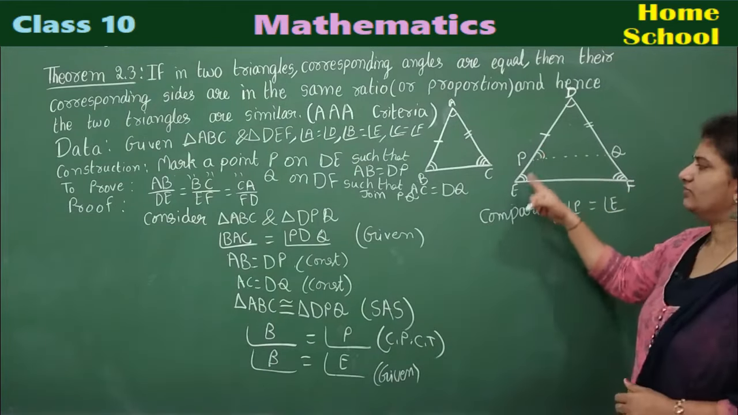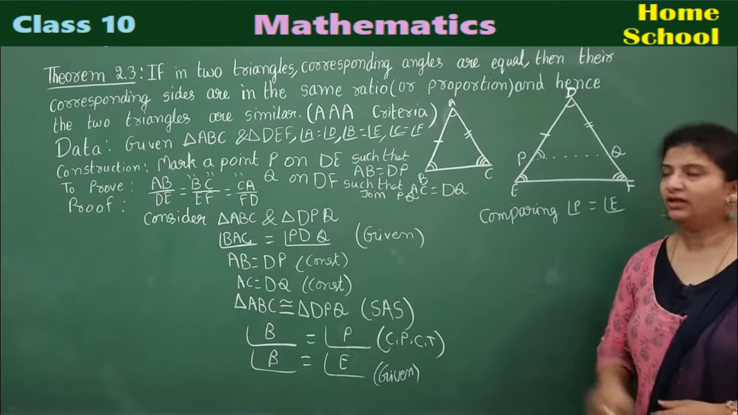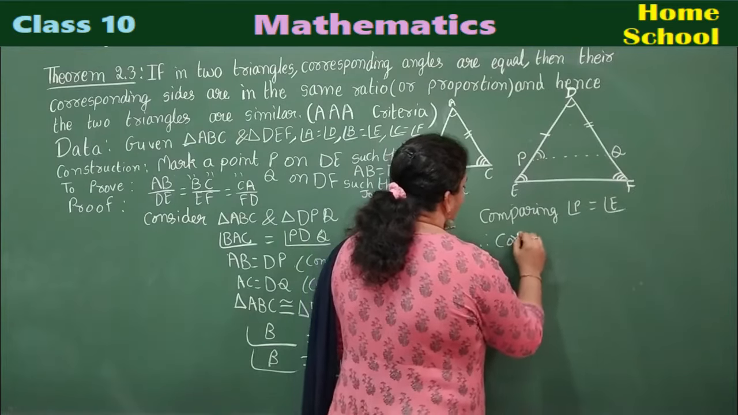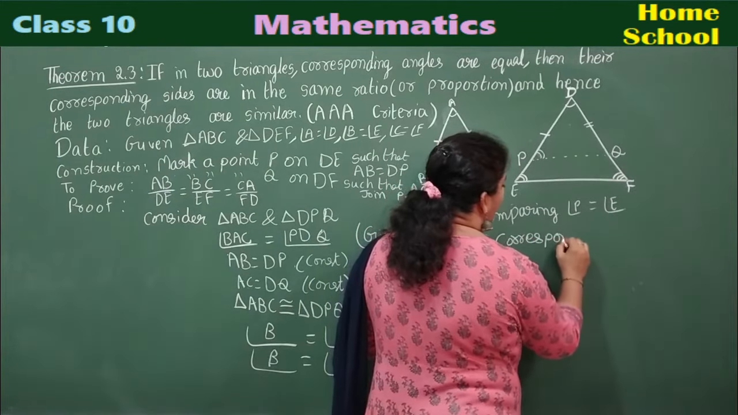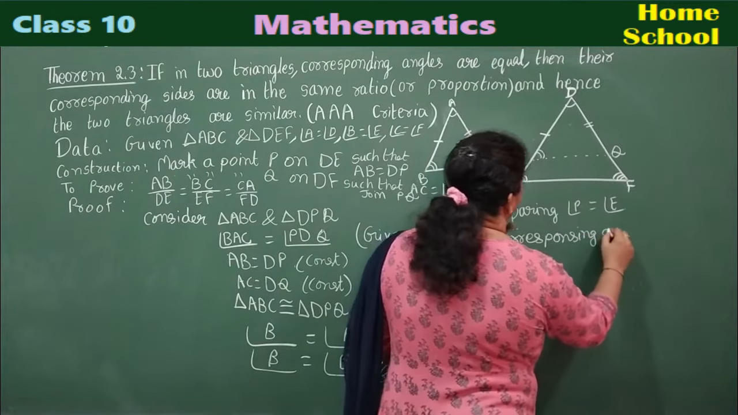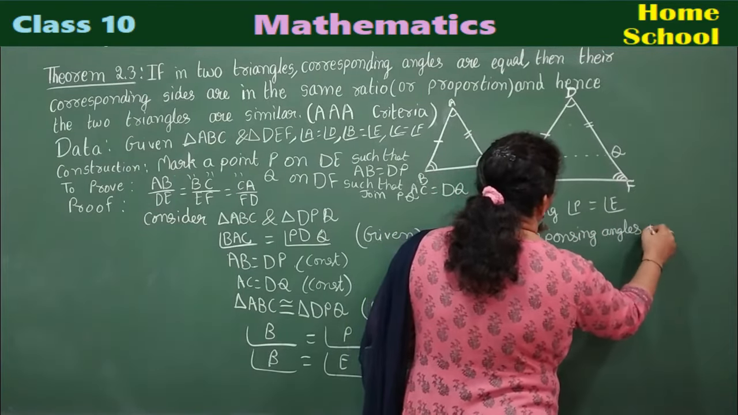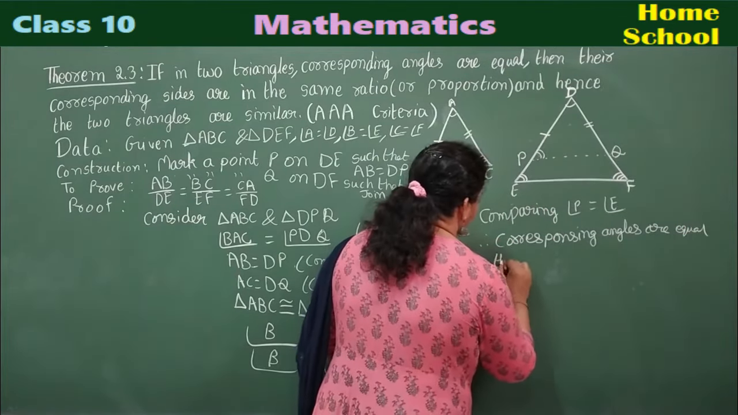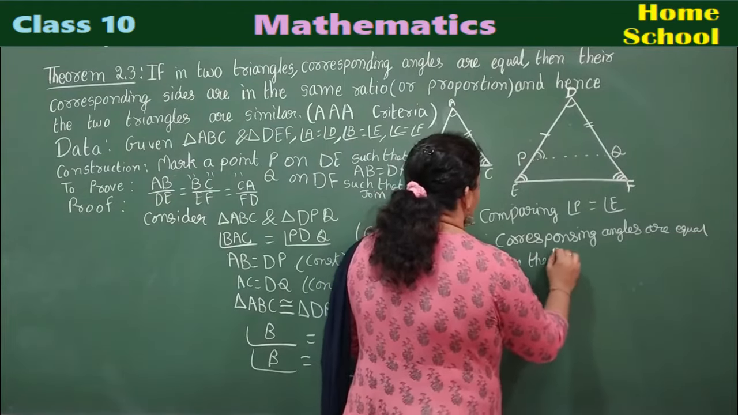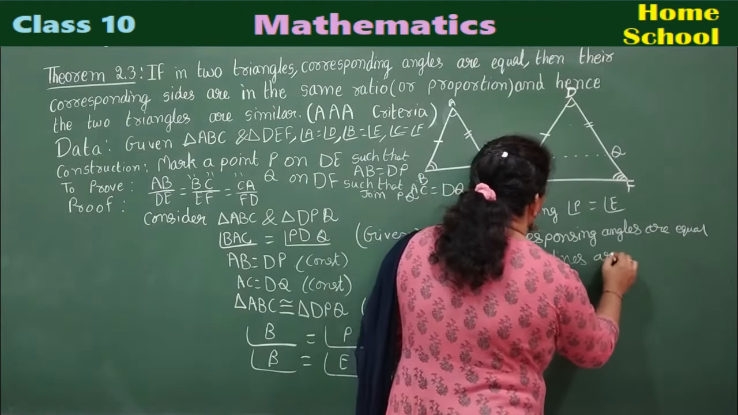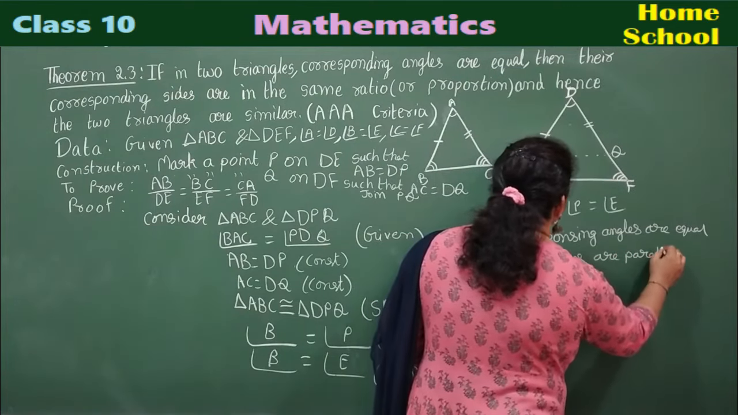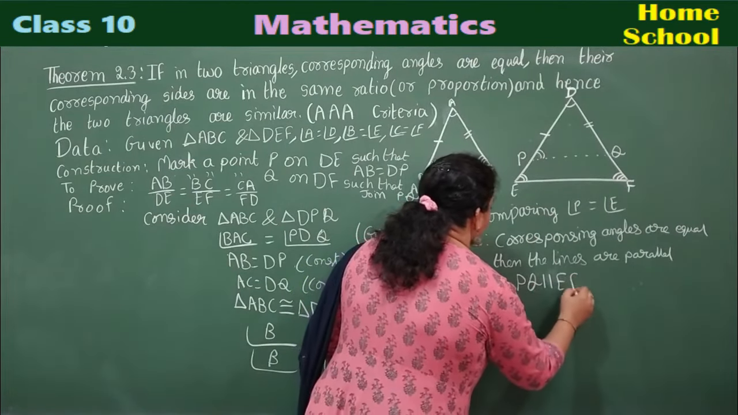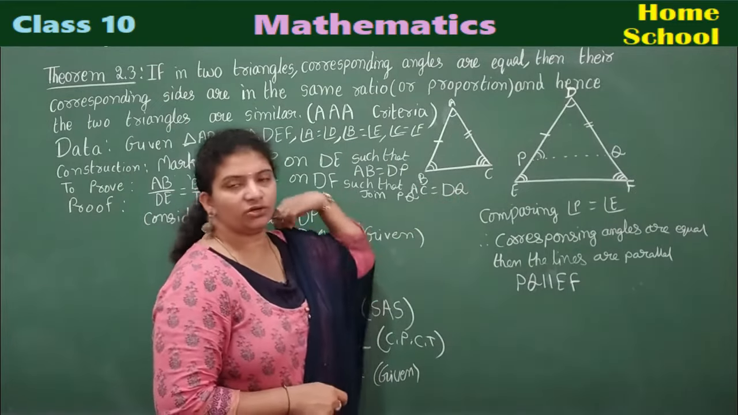Observe here, children. Now the corresponding angles are equal. Then the lines are parallel. Therefore, corresponding by axiom 1, children, do you remember? If corresponding angles are equal, then the lines are parallel. What are the lines here, children? PQ is parallel to EF. PQ is parallel to EF.